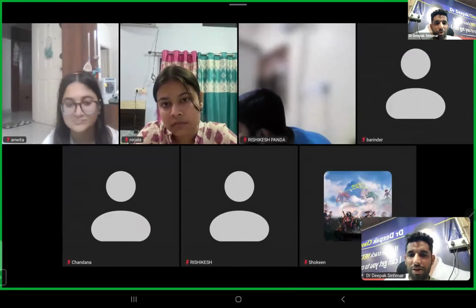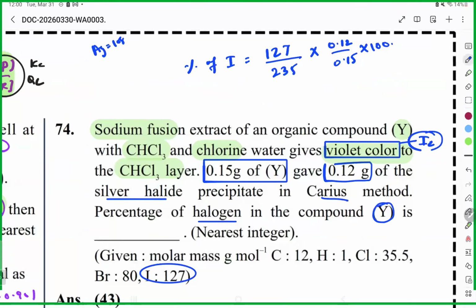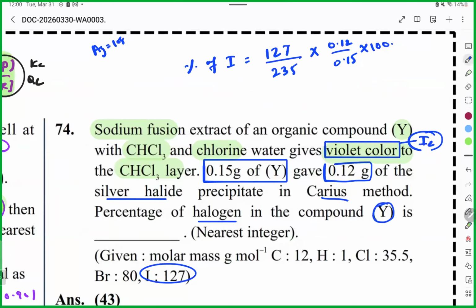So last class I told you that whenever you want to do such a thing, the easiest way is given mass by total mass of the compound, given mass in the organic thing by total mass, multiplied by 100. This method always works. That's why questions from this topic will be very easy.